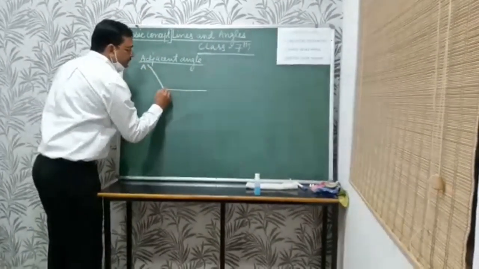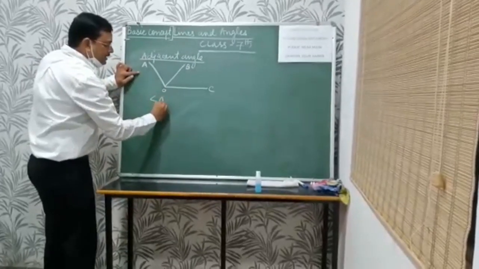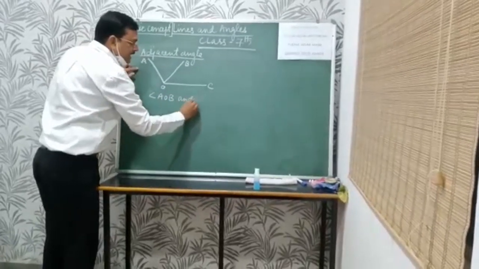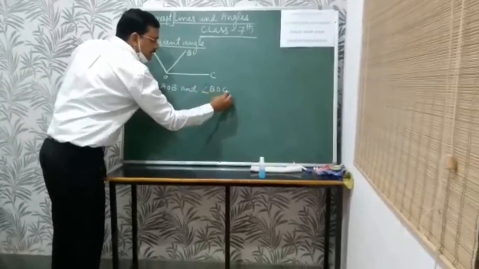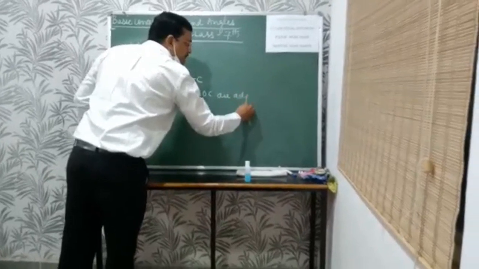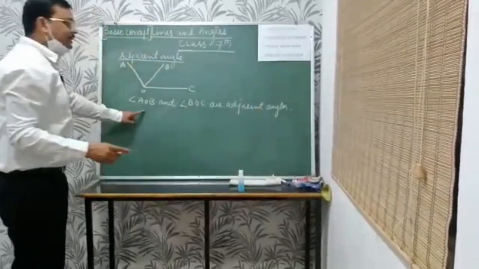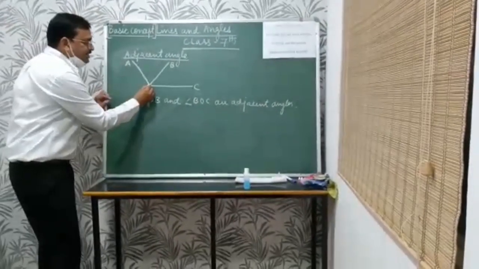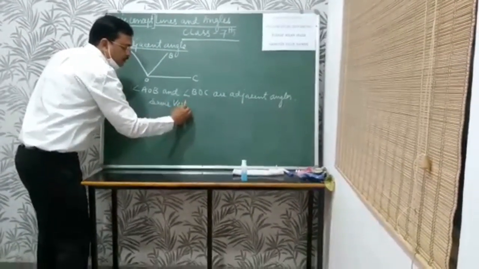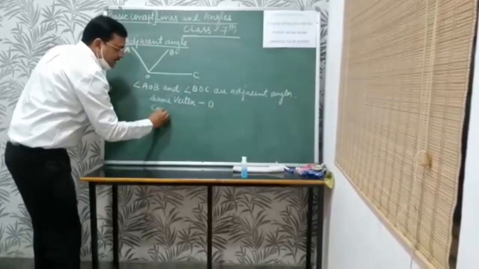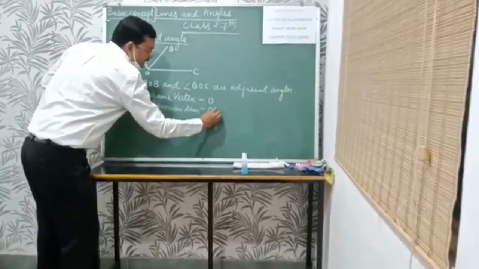A, B, C, O. Here angle AOB and angle BOC are adjacent angles. Why? Because they have the same vertex O and a common arm OB.